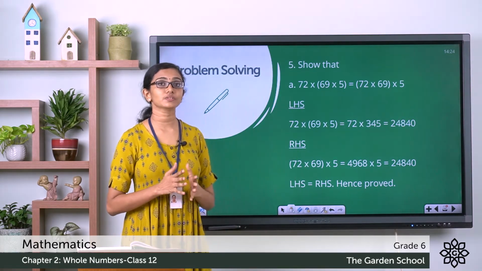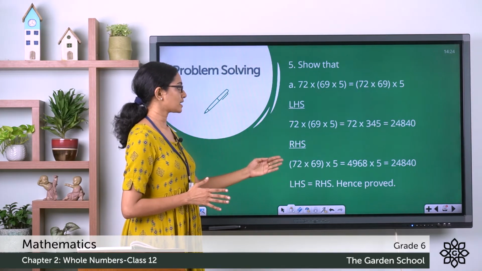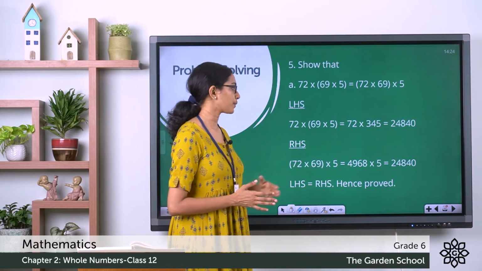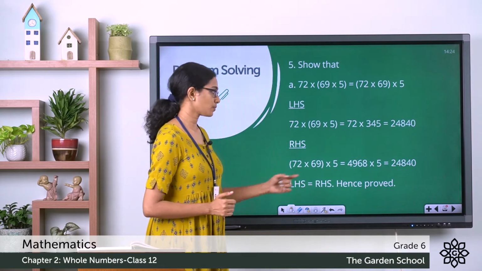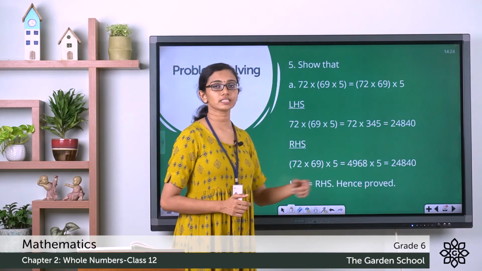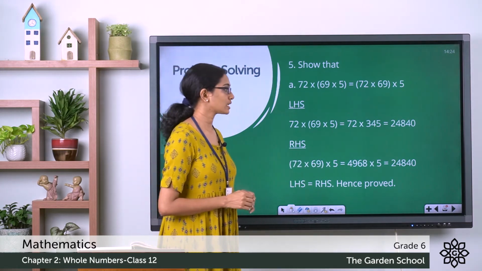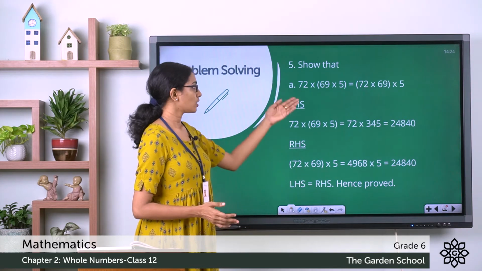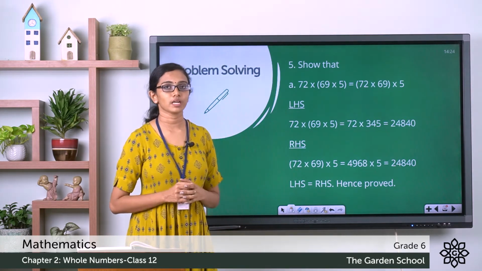Now let's see if it gives the same product on the right hand side. So here right hand side 72 into 69 within brackets into 5. We are doing 72 into 69 which gives you a product 4,968. That product into this 5 gives you 24,840. So you see on the left hand side and the right hand side we got the same final product.